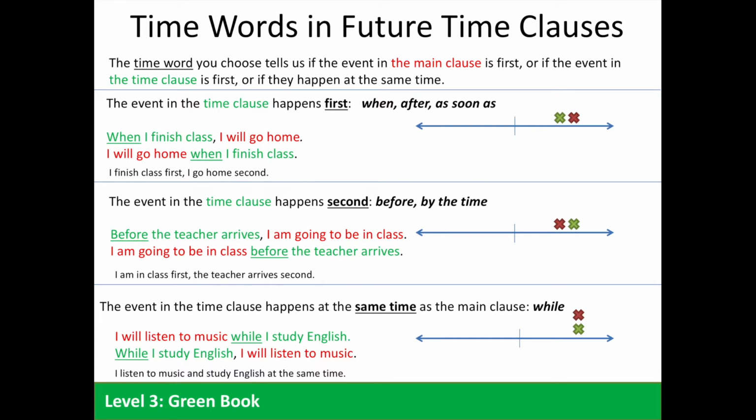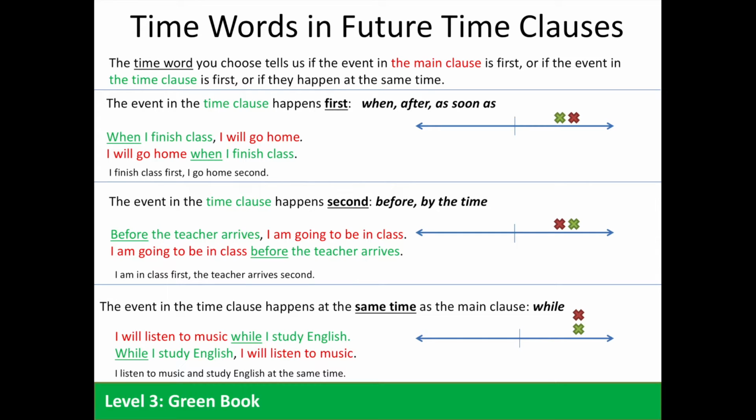If you use the time words before or by the time, we know the event in the time clause happens second. For example, before the teacher arrives, I'm going to be in class. I'm going to be in class before the teacher arrives. Again, in these examples, I'm in class first, then the teacher arrives second.